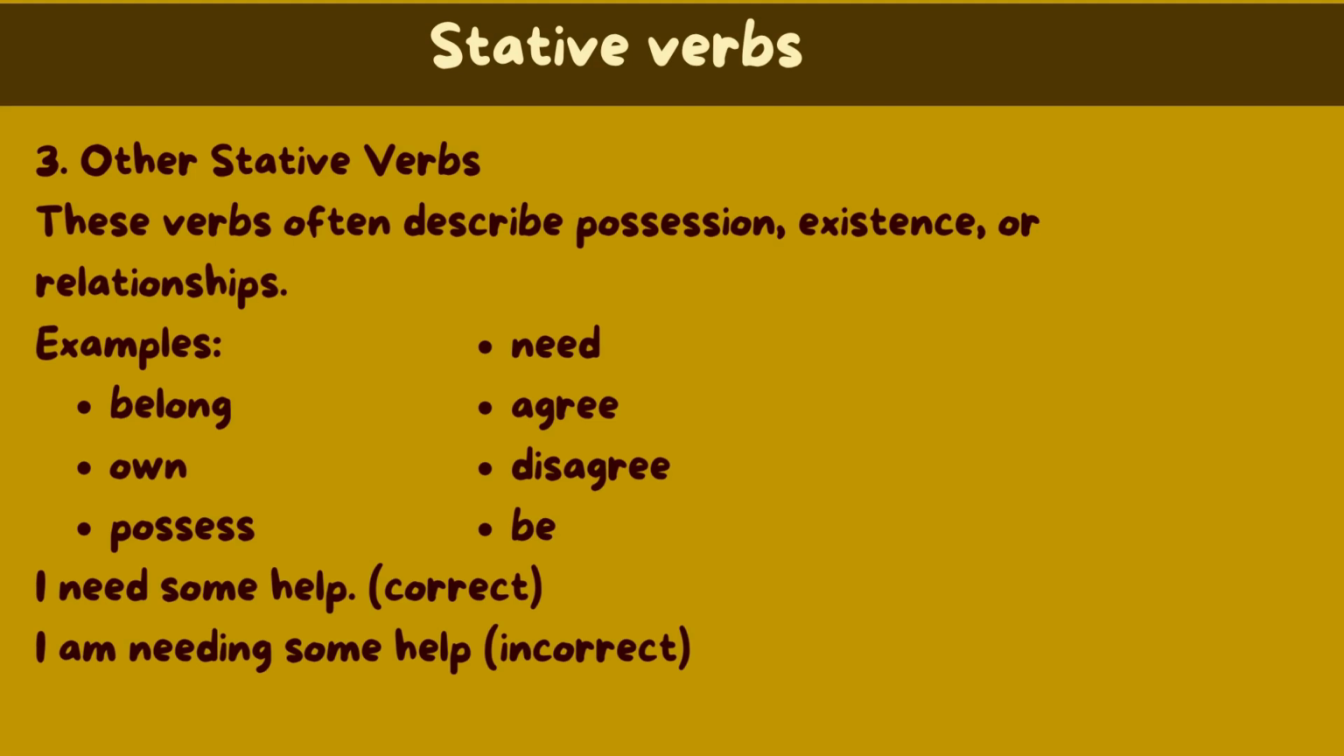For example, I need some help is correct because need is a stative verb, so we use the simple present tense. I am needing some help is incorrect because stative verbs normally do not use the continuous form. Other examples are, this bag belongs to me, she owns a small business, and he possesses great talent.